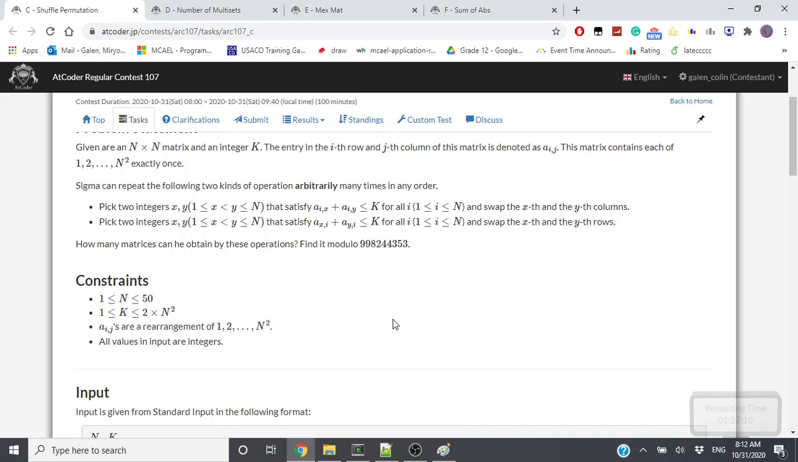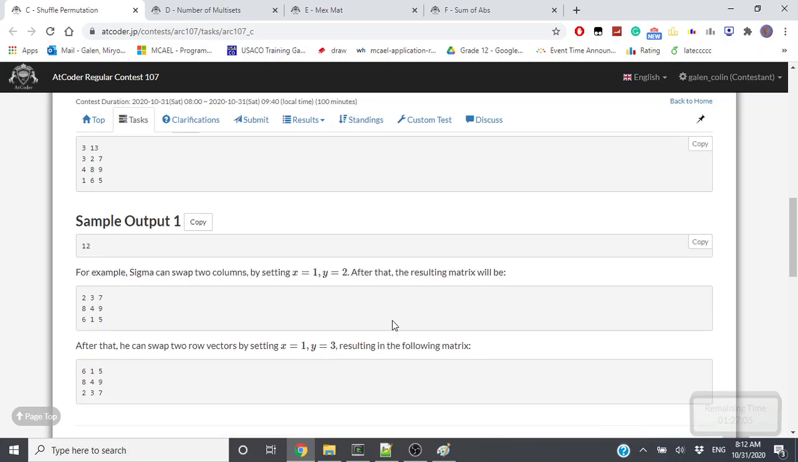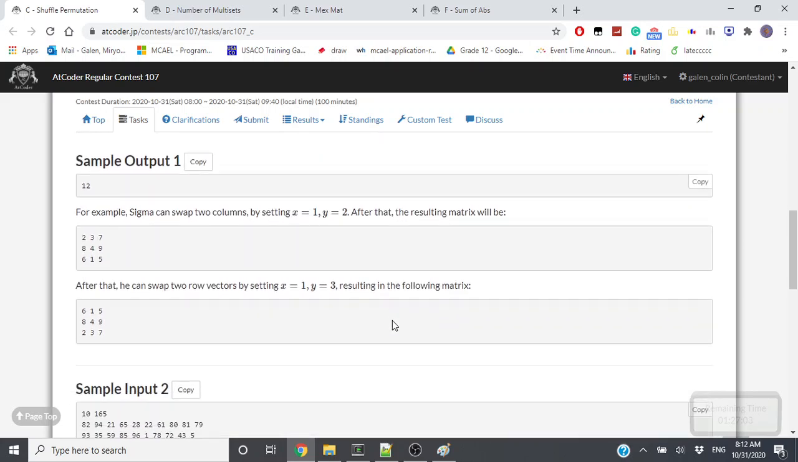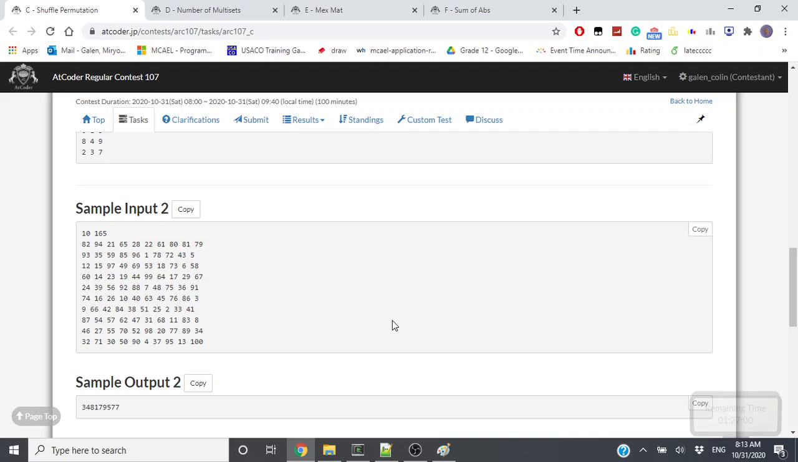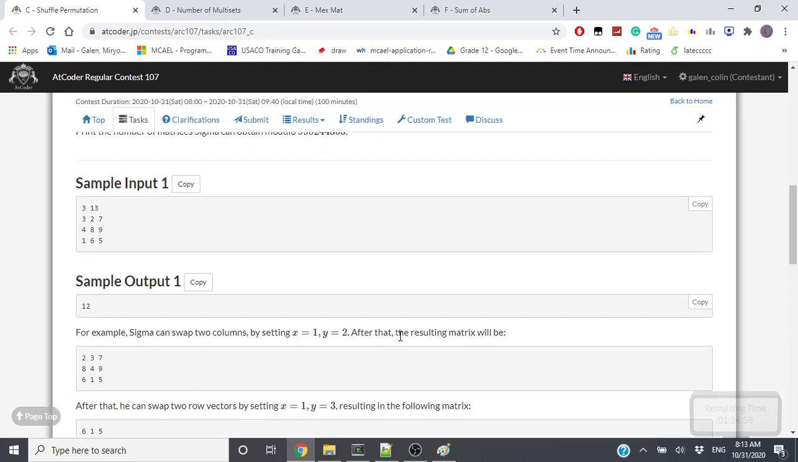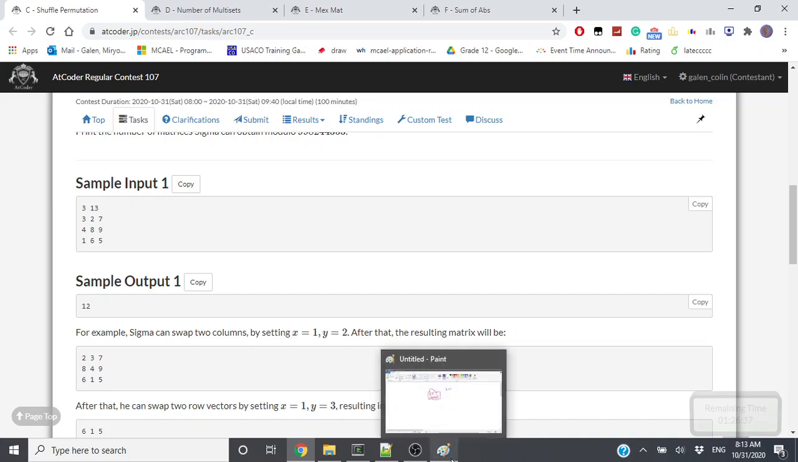What does that mean for us? It means there are a certain number of swaps you can do. And interesting. Is it some component stuff going on? I feel like we're supposed to make a graph out of this, just thinking about this.